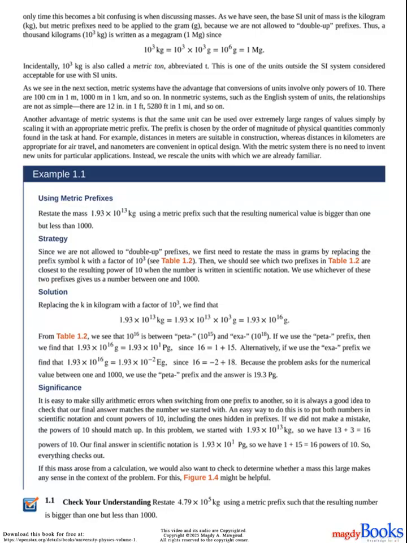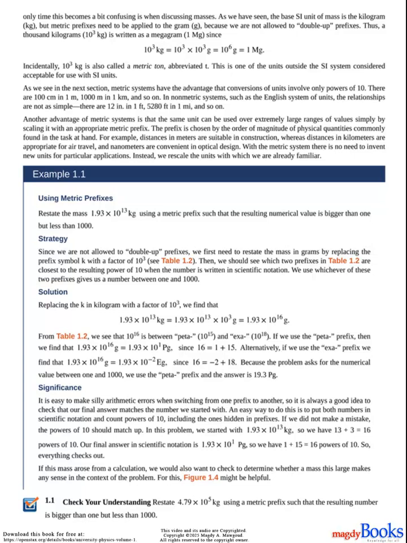As we see in the next section, metric systems have the advantage that conversions of units involve only powers of 10. There are 100 centimeters in 1 meter, 1000 meters in 1 kilometer, and so on. In non-metric systems, such as the English system of units, the relationships are not as simple. There are 12 inches in 1 foot, 5,280 feet in 1 mile, and so on.